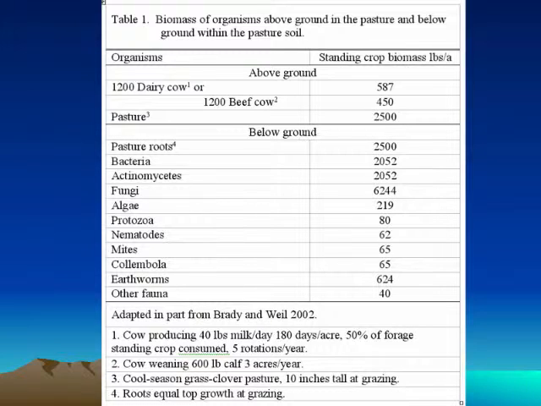Now, Joshua's talking about the second herd. Let's look at the biomass of organisms above ground versus below ground. And we're just going to talk about the beef cow. On my farm, I have a standing crop of beef cows of basically 450 pounds per acre. Now, no, that is not a beef cow that weighs 450 pounds. That's a cow weaning a 600-pound calf on 3 acres for the year. And that 3 acres provides all the forage for the year.